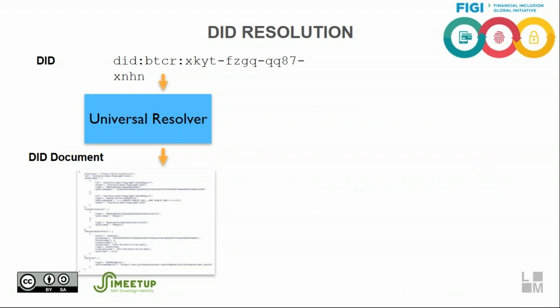Okay, and sorry the formatting got a little weird, but this DID up here, this DID string, that's an example of a BTCR DID.